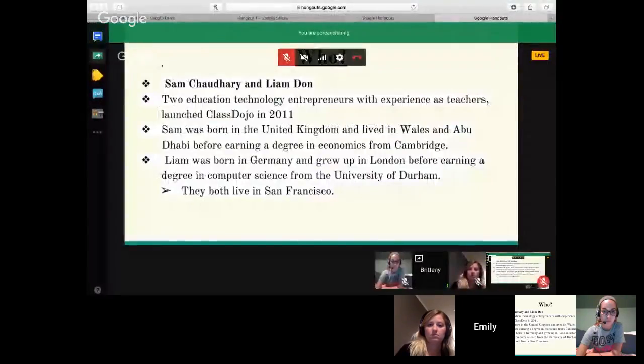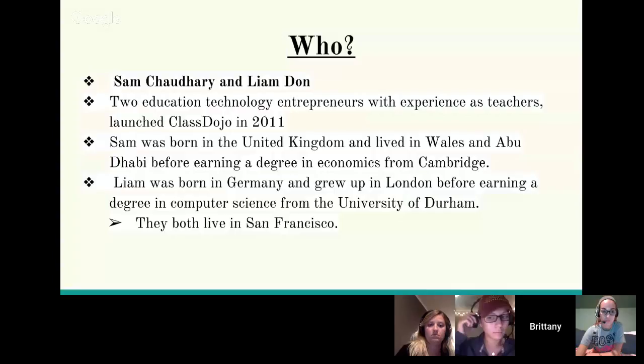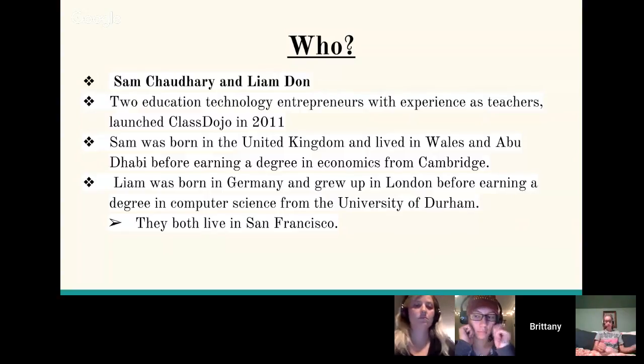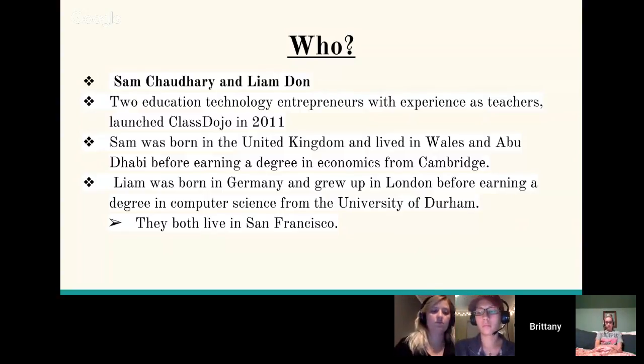Okay, so Class Dojo was created by Sam Chaudhary and Liam Don. They were both education technology entrepreneurs with experience as teachers. Class Dojo was launched in 2011. Sam was born in the United Kingdom and lived in Wales and Abu Dhabi before earning a degree in economics from Cambridge. And Liam was born in Germany and grew up in London before earning a degree in computer science from the University of Durham. They both live in San Francisco currently.